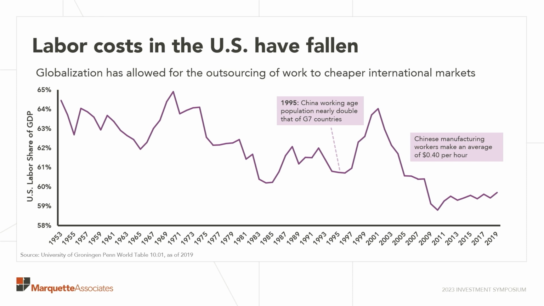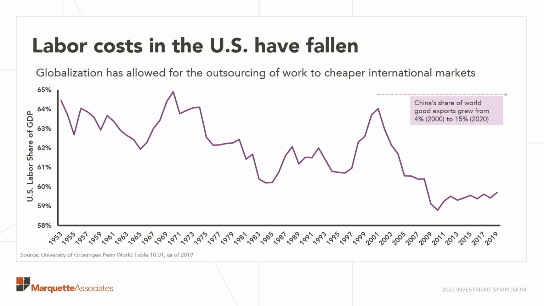So as a result of this shift in labor, China's share of world good exports grew from 4% in 2000 to 15% in 2020. Here in the United States, over that same time period, labor cost as a percentage of GDP fell from 65% to 60%. Here in the US, middle class and working class citizens experienced stagnating real wage growth during that time period, but they did have two key benefits. One was cheaper consumer goods, which means that they could buy more stuff, and the second was more access to credit, which means they could buy more stuff.